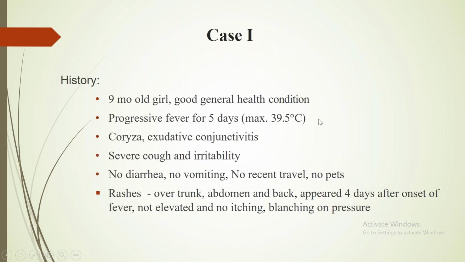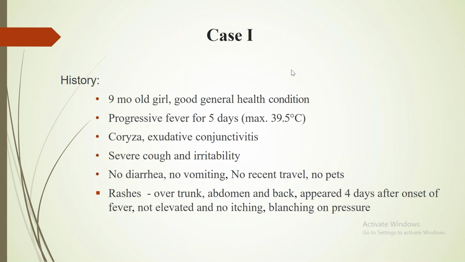So let's discuss the cases, and then we will talk about each disease in detail. Consider a 9-month-old girl who is pre-morbid, completely normal, in good health, with a progressive fever for 5 days with coryza, conjunctivitis, cough and irritability. There is no diarrhea or vomiting, and no recent travel or contact with pets. She has rashes over the trunk, abdomen, and back, which appeared 4 days after the onset of fever, and they are not elevated and not itchy.